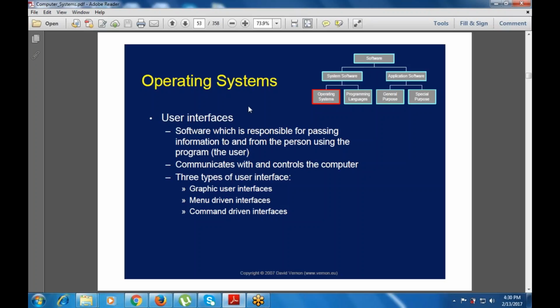So first of all, it is an interface between the user and the hardware. Now, what is the interface? That means software which is responsible for passing the information to and from the person using the program, for example, the user.